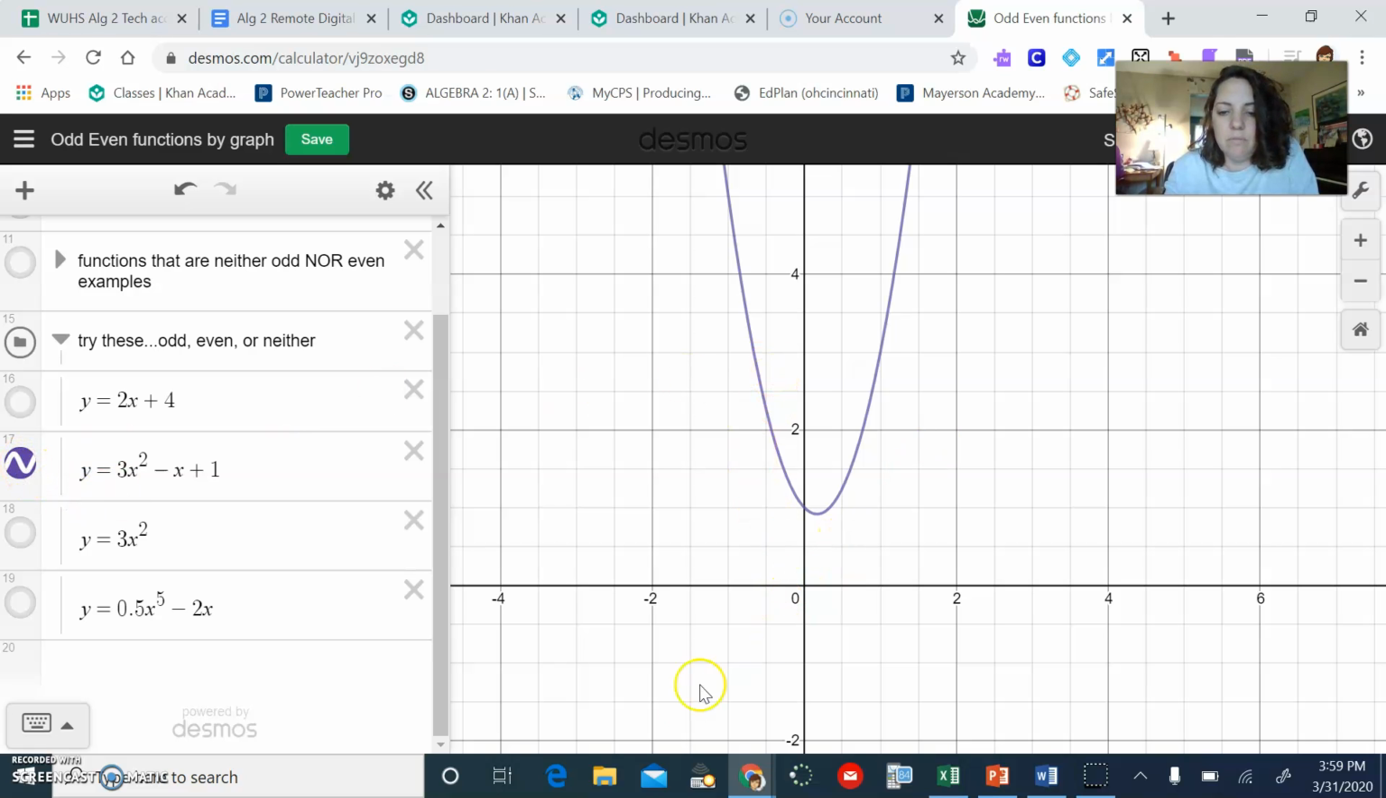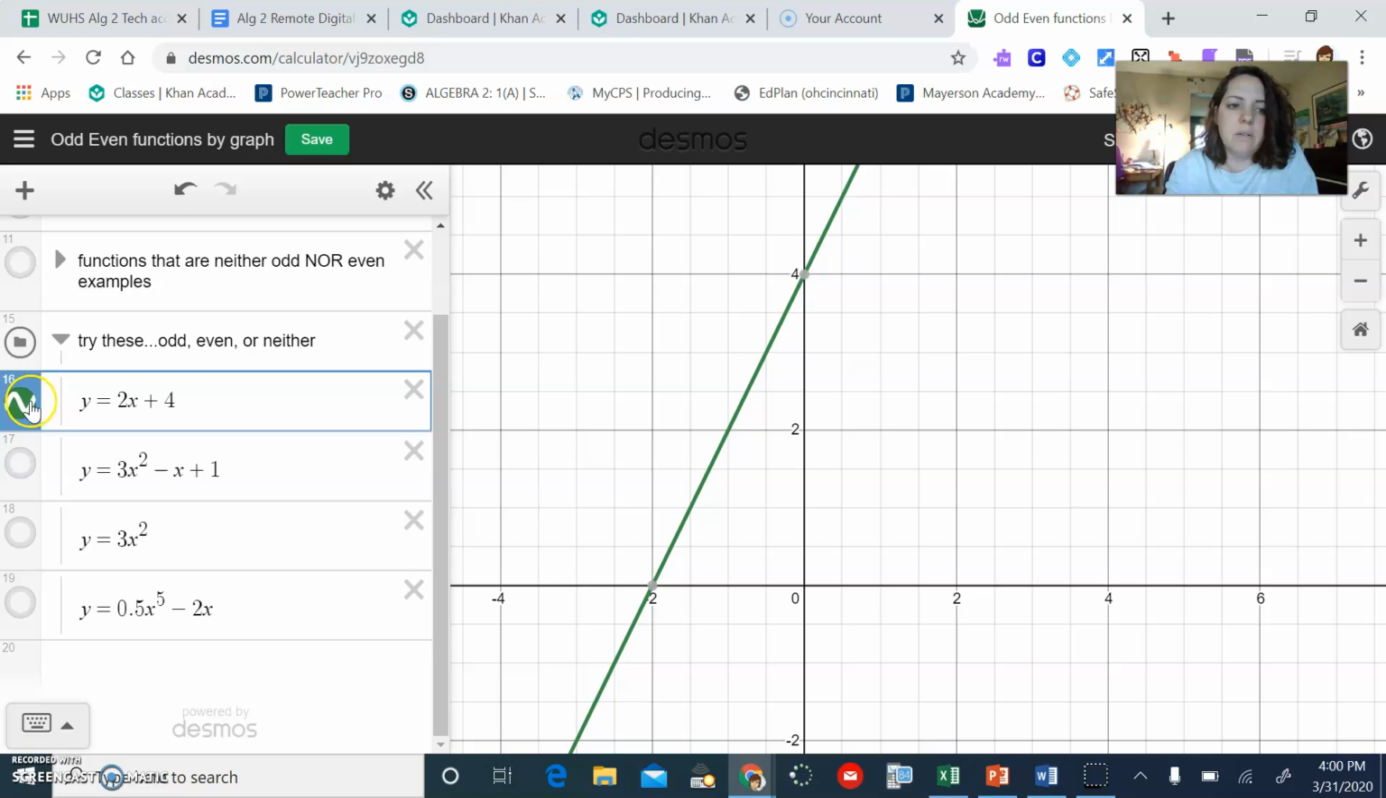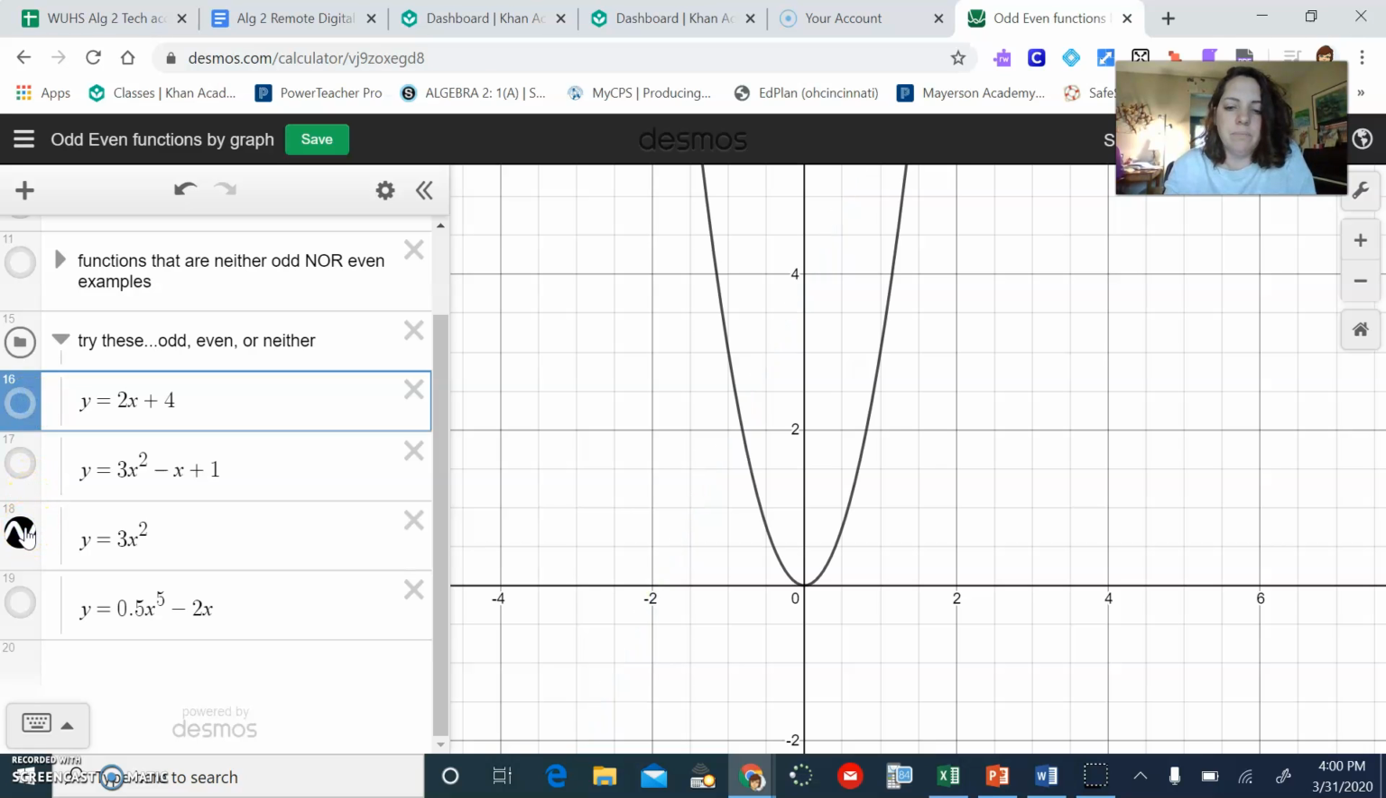It's not even remotely symmetric about the y-axis. Sorry, about the origin. So that's neither as well. So this one was neither. This one is also neither. Both neithers. Okay, let me get rid of those for a second. Let's look at this guy.